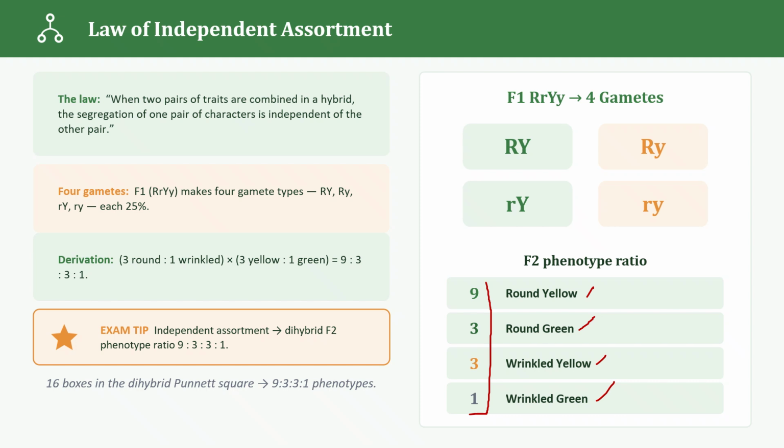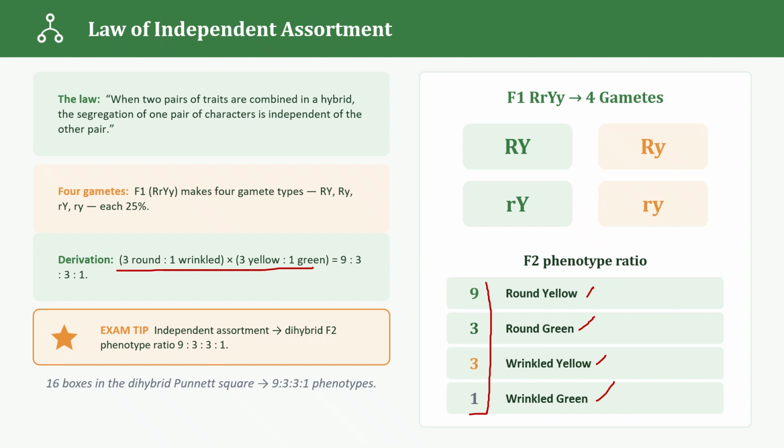So each character here independently follows, like round is to wrinkled is 3:1, and yellow is to green is 3:1. So when you multiply both the things, what happened? When you multiplied these, you got the 9:3:3:1 ratio. So what did Mendel conclude?